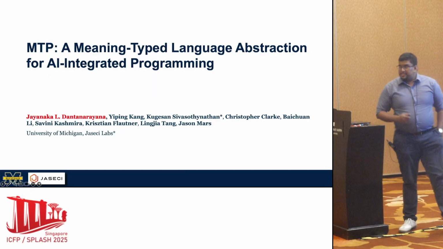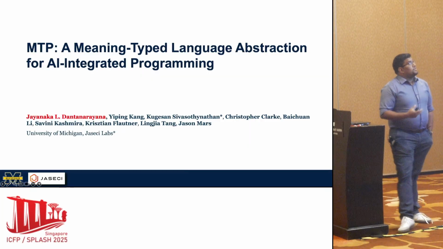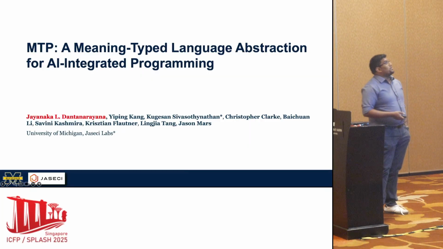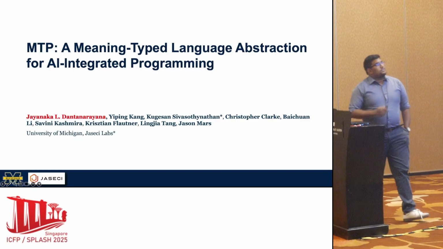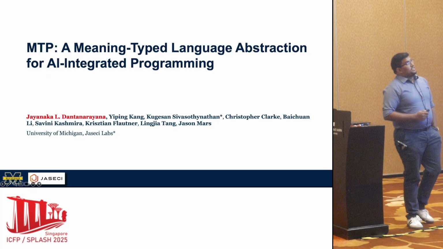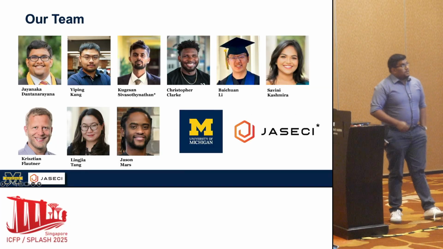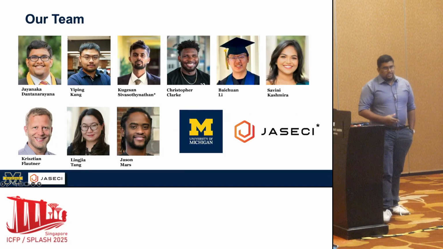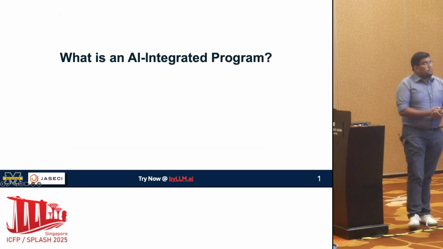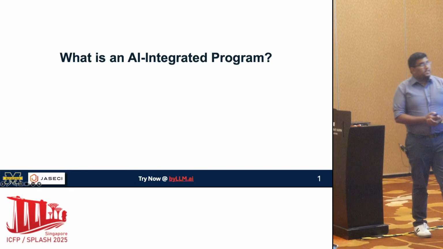Today I'm going to talk about our research project that we started about 2 years ago called MTP, a meaning type language abstraction for AI integrated programming. This is the team that worked on this research and built the infrastructure for it. So let's start with the basics.